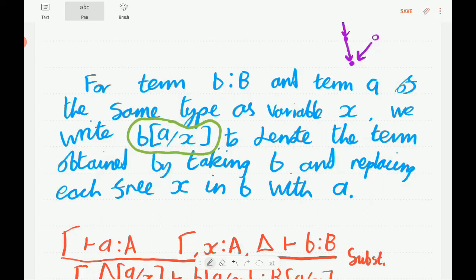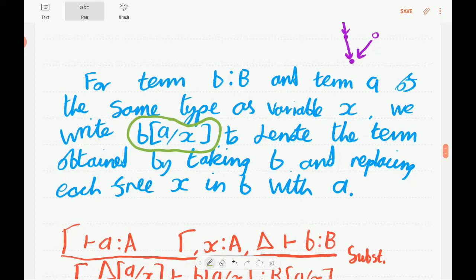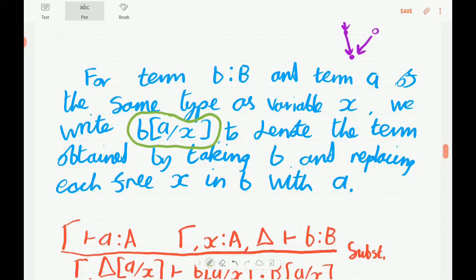a little a. Basically the idea is that this term b might have some occurrences of this variable x in it, and some of those could be free. We have some kinds of operators that can bind variables in this dependent type theory, much as we had in simple type theory. So some of the variables little x that occur in this term b may be bound, and we can't touch those. But the unbound or free occurrences of the variable x in this term b, when we write this notation, we mean that we can take all of those free occurrences of x and replace each of them with this term a.